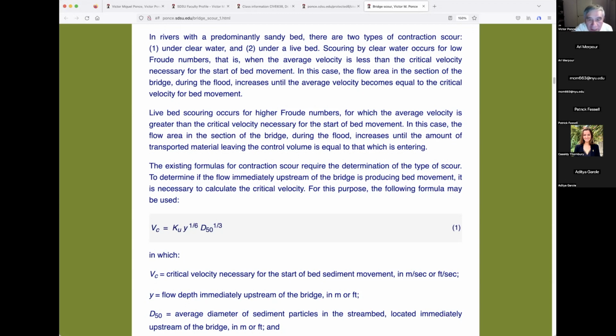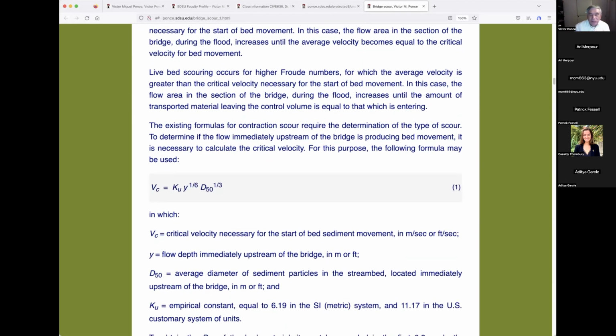Okay? In this case, the flow area in the section of the bridge increases until the amount of transported material leaving the control volume is equal to that which is entering. So they are actually trying to do a balance in here. Existing formulas for contraction scour require the determination of the type of scour. To determine if the flow immediately upstream of the bridge is producing bed movement, it is necessary to calculate the critical velocity. These are standard situations in sedimentation engineering. The following formula may be used.